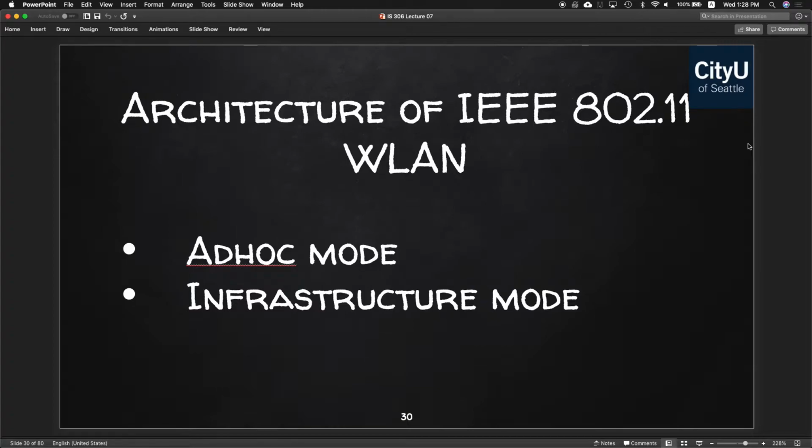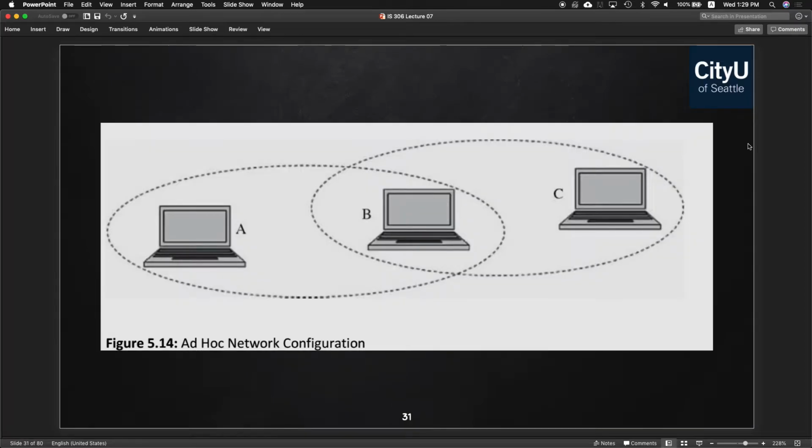The architecture of IEEE 802.11, the wireless LAN, has the ad hoc mode and infrastructure mode. The ad hoc mode, I strongly remember this just because I showed you last week when I was playing all the time with local friends or my siblings. We just basically hit this wireless LAN and we can play without even an internet connection. So ad hoc mode looks like this.